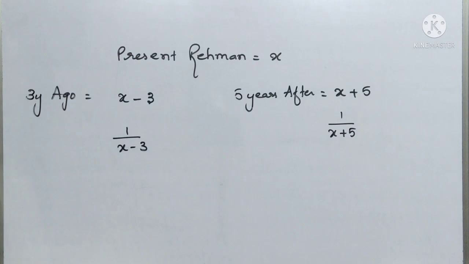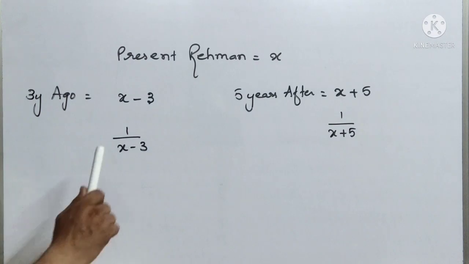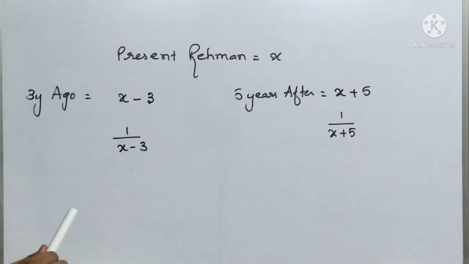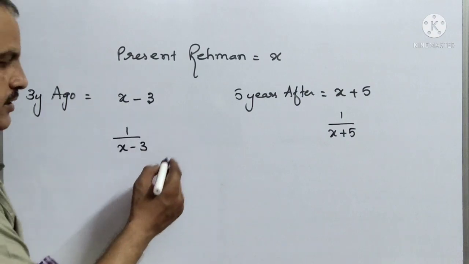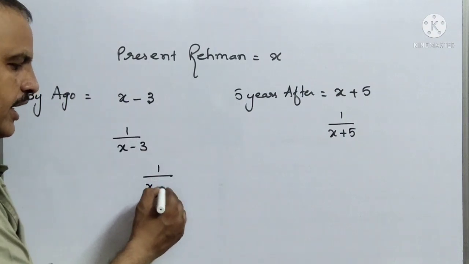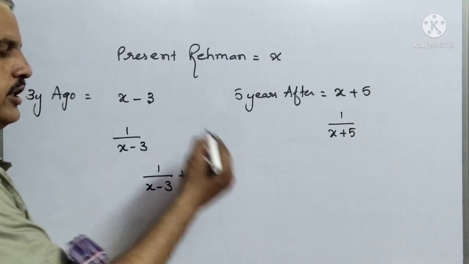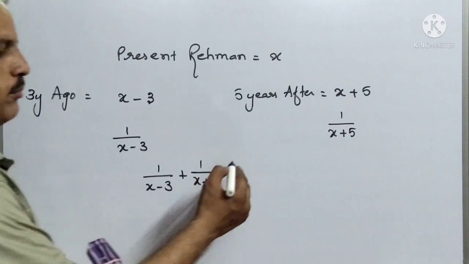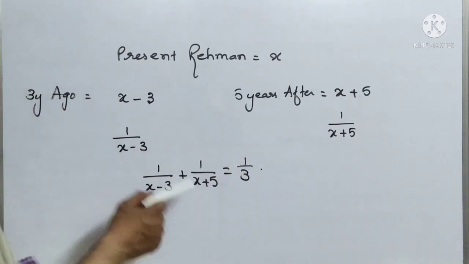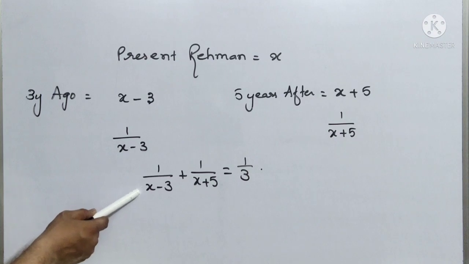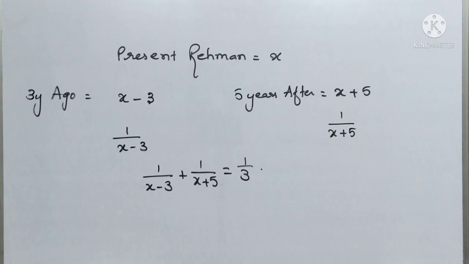Now if you clearly understand the question, the sum of the reciprocals of their ages 3 years ago and 5 years after, reciprocal sum means plus. That means 1 by x minus 3 plus 1 by x plus 5 equals, how much do you get? 1 by 3. So by this what you will get? You will get one equation. Again that equation, by using quadratic formula or factorization, you can find out the value of x. Okay, is it clear children?